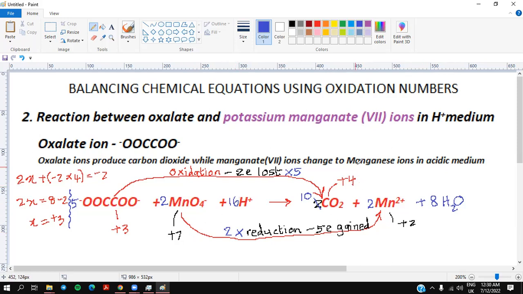This is the balanced chemical reaction between oxalate ions and manganese 7 ions. You can count the number of atoms on either side and can make sure that all the atoms are balanced. As I said at the end of the reaction number 1, this is not a big deal. This is something very, very simple. It's a matter of just getting to know how to do it. The work is very simple.